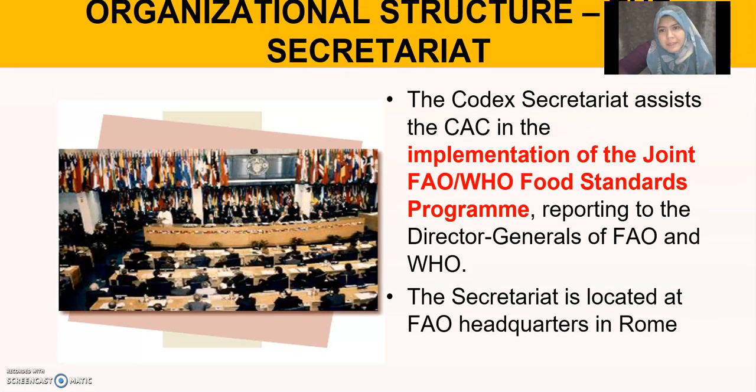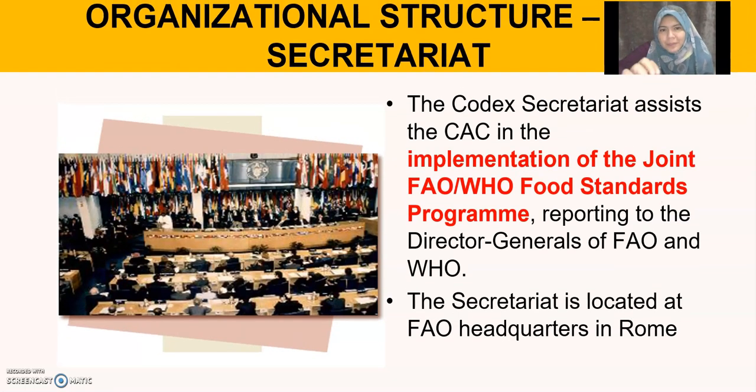And of course, there must be a secretariat to organize these meetings, where the secretariat assists the commission in the implementation of the Joint FAO/WHO Food Standards Programme. They report to the DG of FAO and WHO. And the secretariat is usually located at the FAO headquarters in Rome.